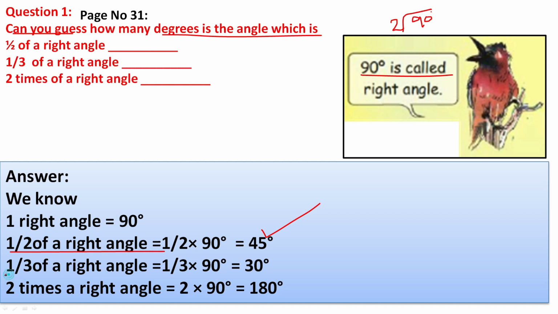Second question, 1/3 of right angle means 90 degrees divided by 3. 3 3s are 9. You put the 0 in the quotient. So 30 degrees, 1/3 of right angle. 2 times right angle, just you multiply. 2 90s are 180 degrees.